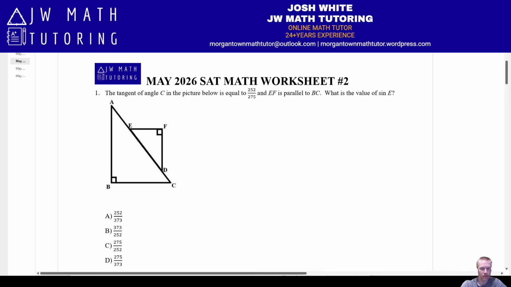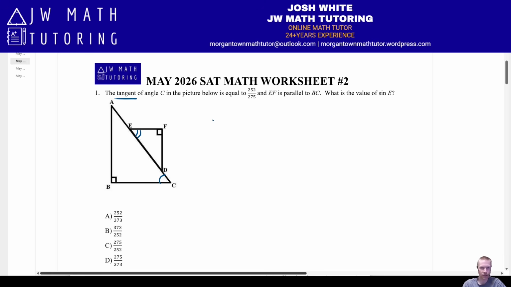Okay, so the first one is this very common problem where you have basically these two right triangles, one stacked on top of the other, as I saw it described frequently. And you're told the tangent of this angle right here, angle C. Sorry, not sine, tangent. Sine is what you're solving for of an angle E over here.